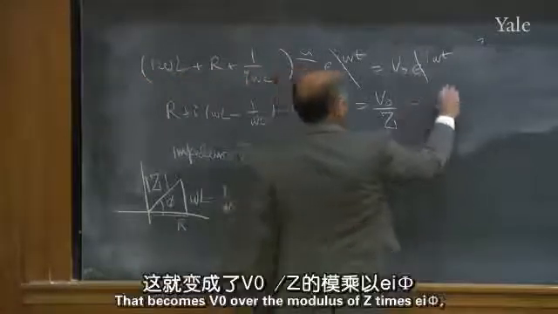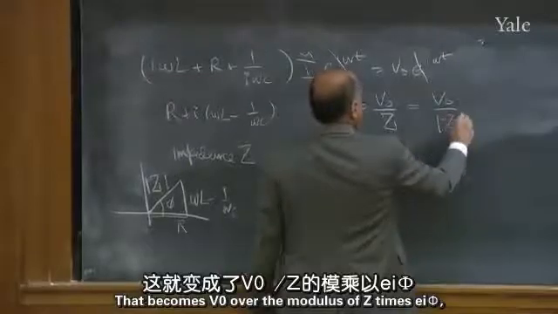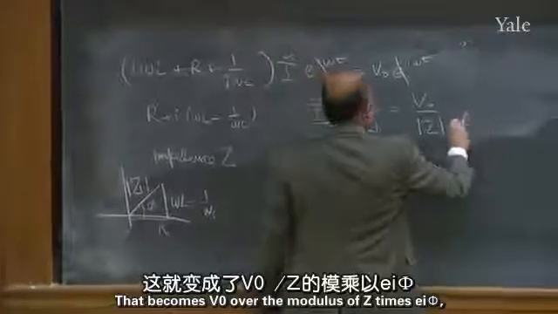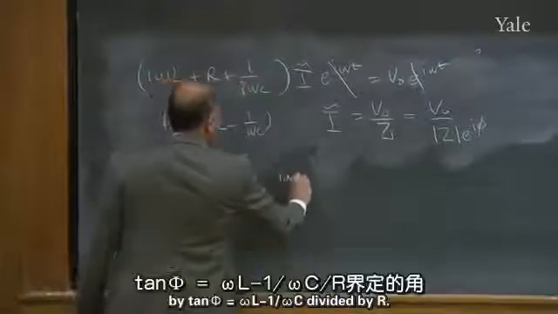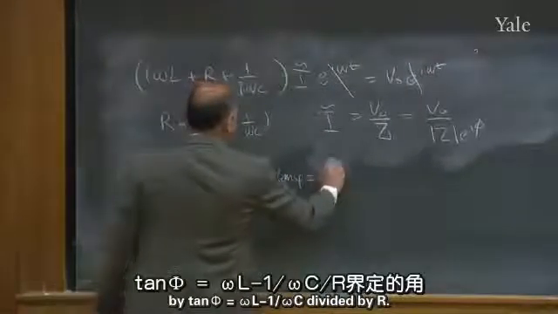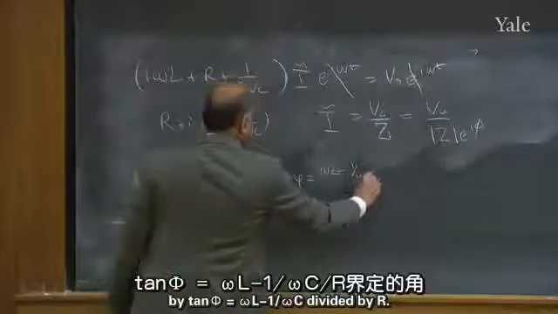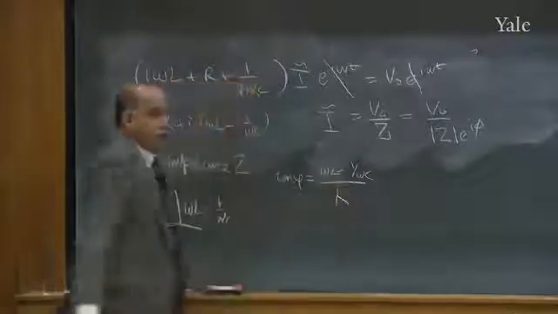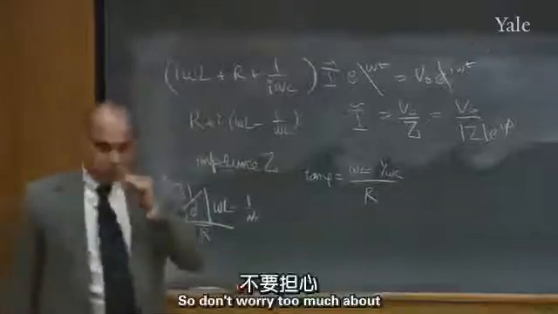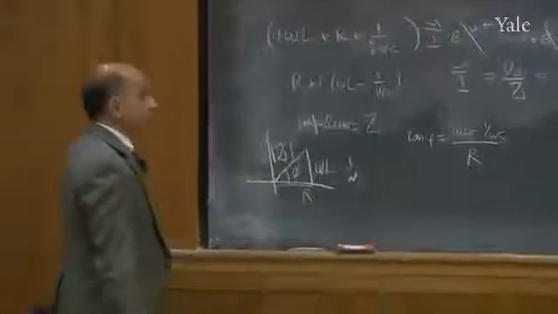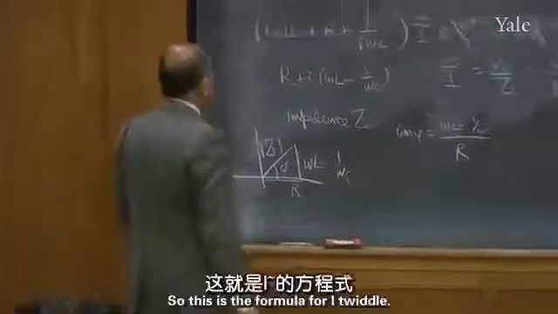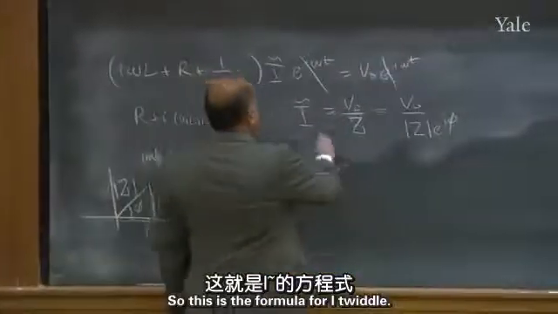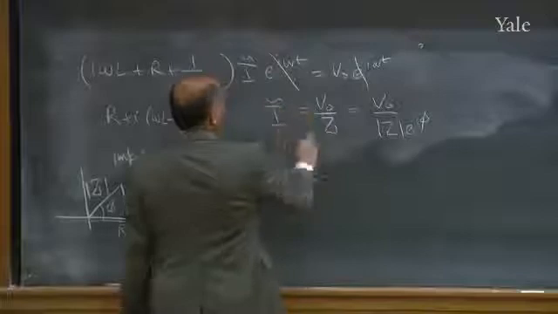That becomes V0 over the modulus of Z times e^(iφ), where φ is this angle defined by tan φ = (ωL − 1/(ωC))/R. So don't worry too much about writing all of this down, because you're going to find this in every book. There's nothing novel or different. So this is the formula for Ĩ.